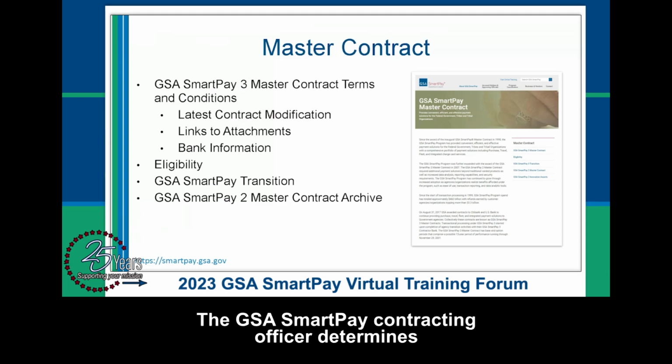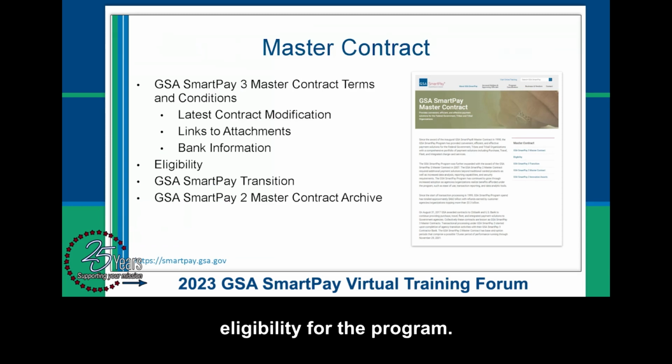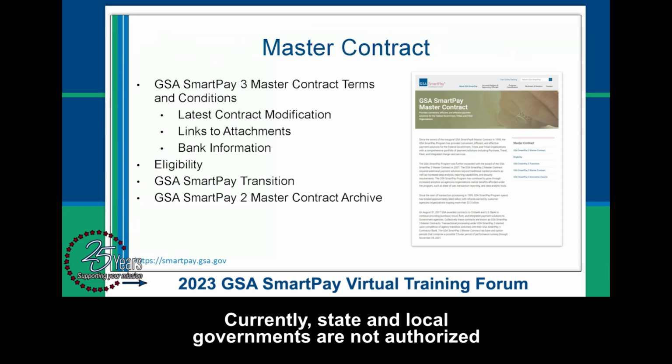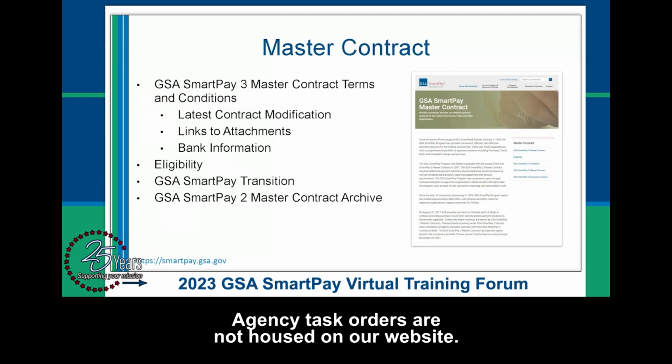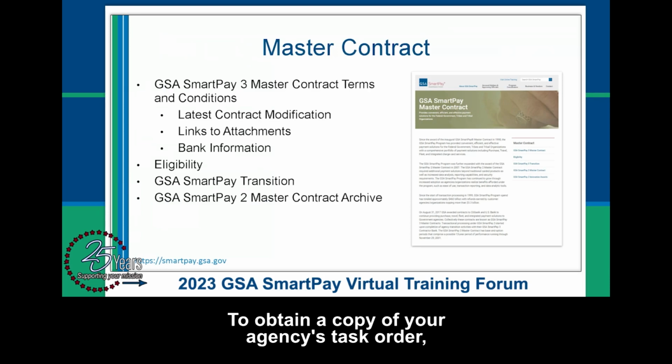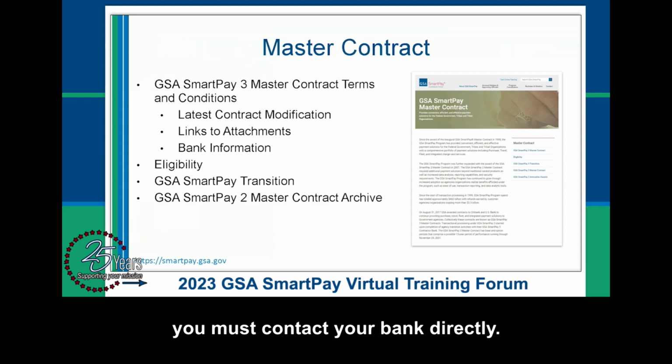The GSA SmartPay contracting officer determines eligibility for the program. Currently, state and local governments are not authorized to use the program. Agency task orders are not housed on our website. To obtain a copy of your agency's task order, you must contact your bank directly.